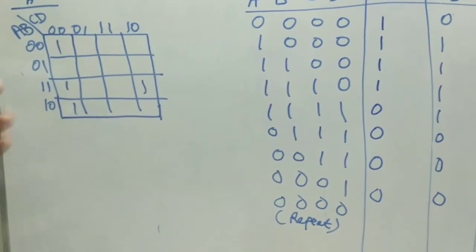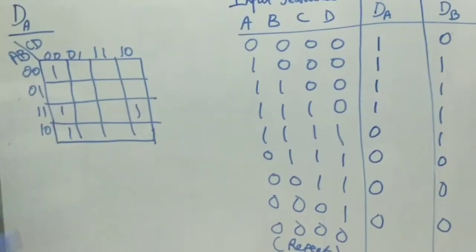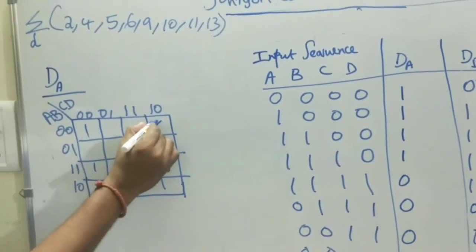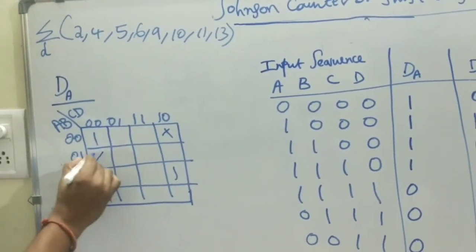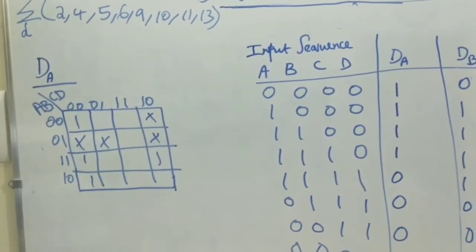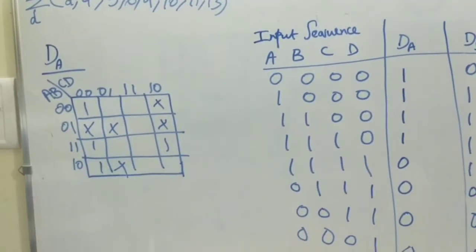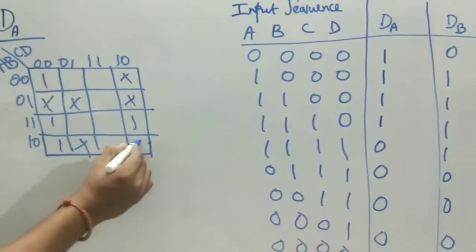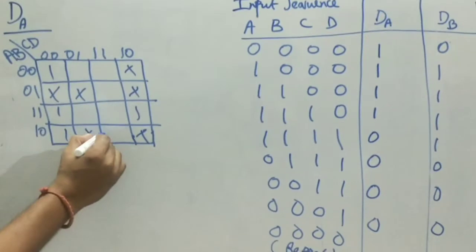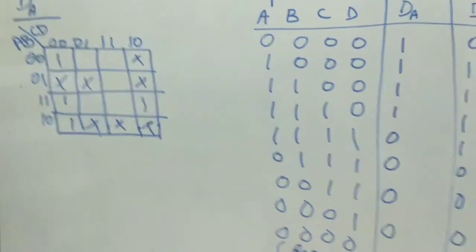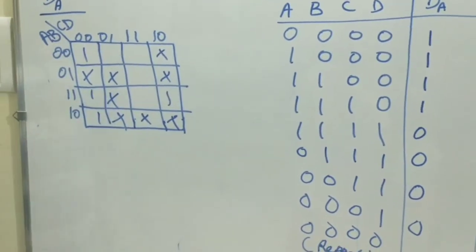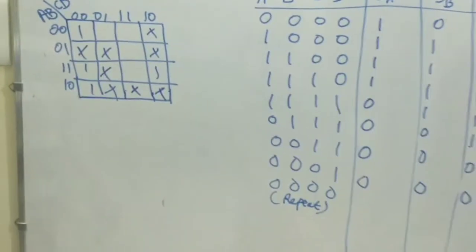We won't plot the 0s. We have to plot the don't care terms. What are the don't care terms? 2, 4, 5, 6, then 9, 10, 11, and then 13, that is 1101. So this is the combination.